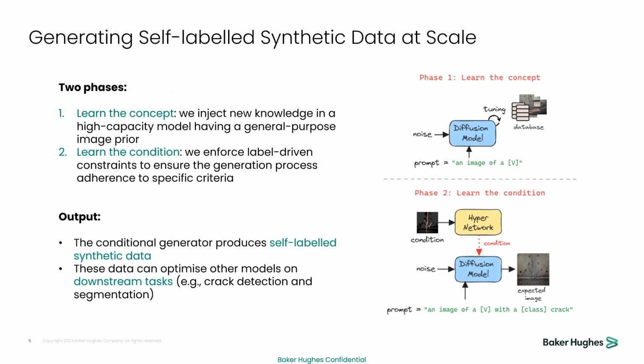To address the lack of data, we introduce a novel data generation approach that exploits a general-purpose image prior previously acquired on large-scale datasets. In particular, we tune Stable Diffusion to first learn application-specific concepts and then to generate images conditioned on specific requirements. By doing so, we make it able to generate self-annotated synthetic data that can be used for downstream tasks.